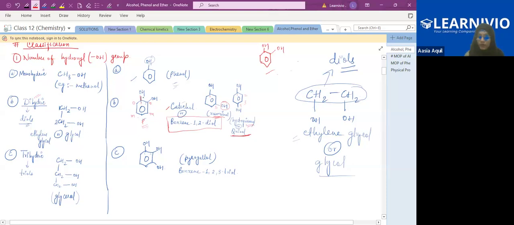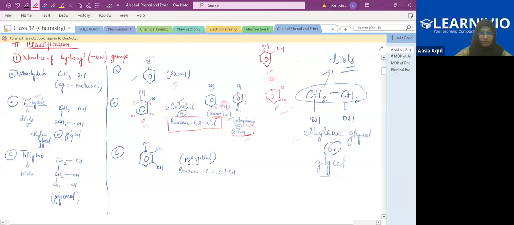This is important. When the hydroxyl group is at the ortho position, it is known as catechol. If it is on the meta position, it is known as resorcinol. And if it is on the para position, this is a phenol. You have to fix one hydroxyl group and then look at the corresponding positions. This is ortho, this is meta, and this is para. Benzene 1,4 diol is known as hydroquinone or simply quinol.